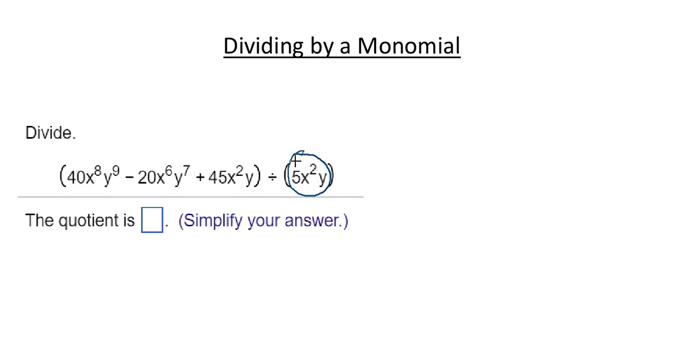That's just one term because there's no other things that are being added or subtracted, and so this is just one term, which makes it a monomial. When you're dividing by a monomial, there's a shortcut for doing the division, which is just to set it up as a fraction.